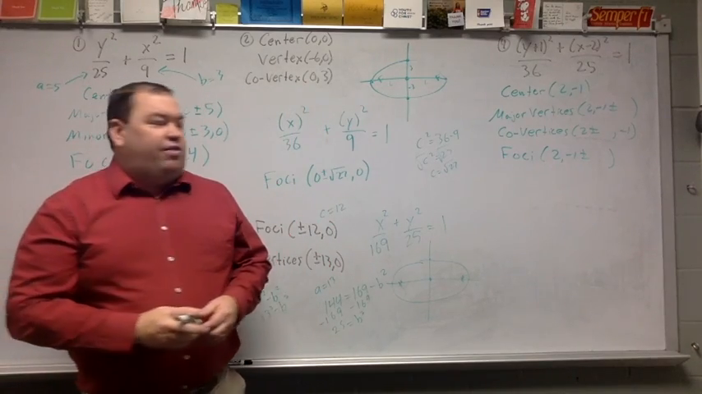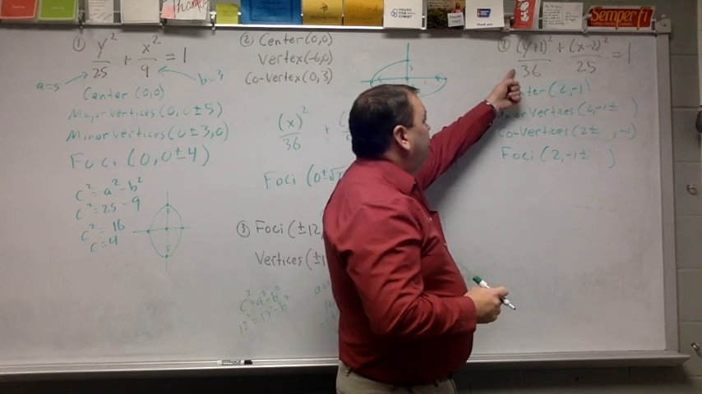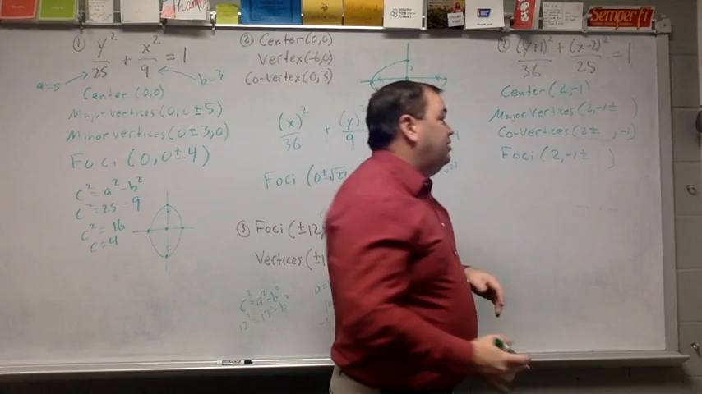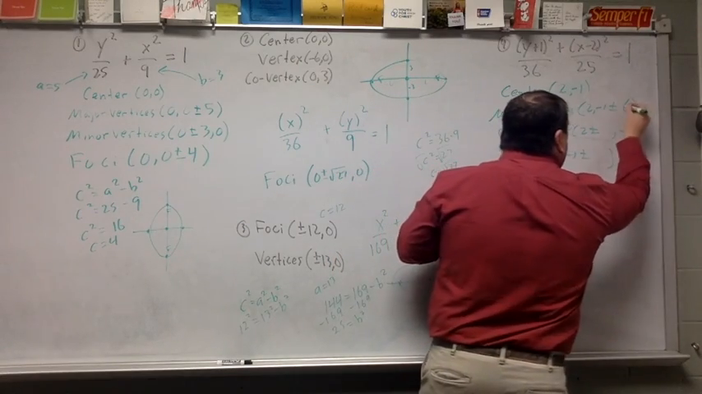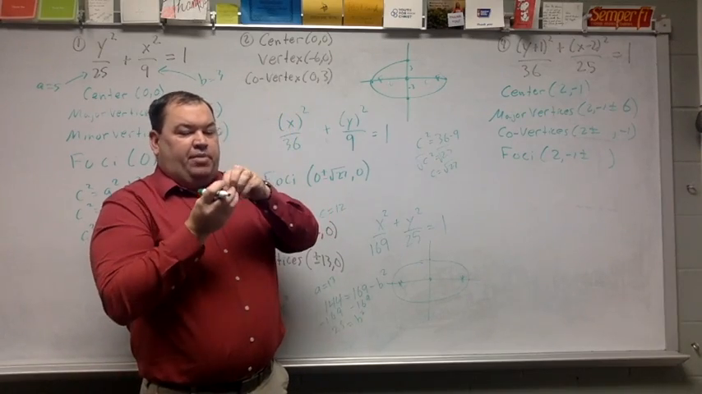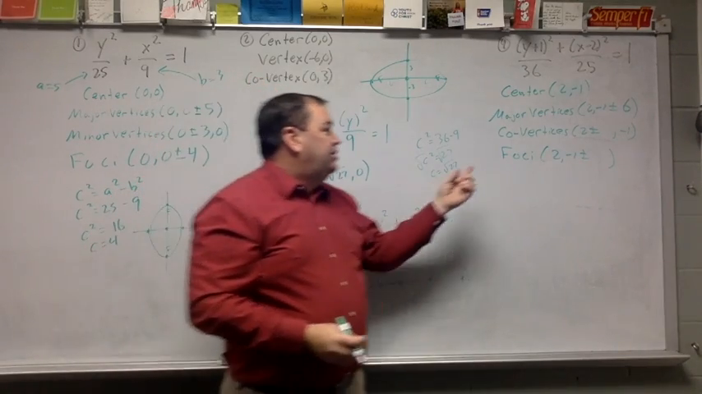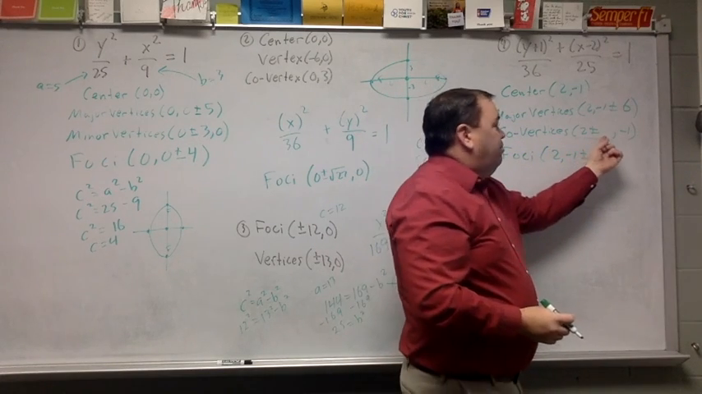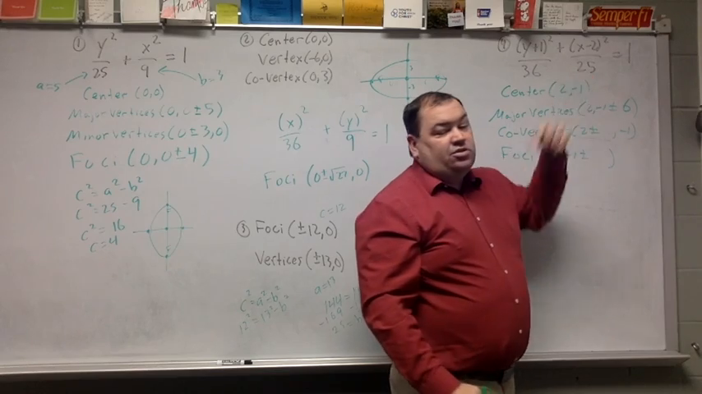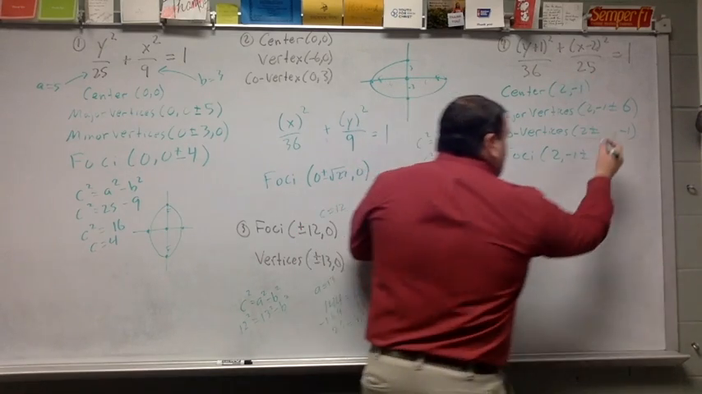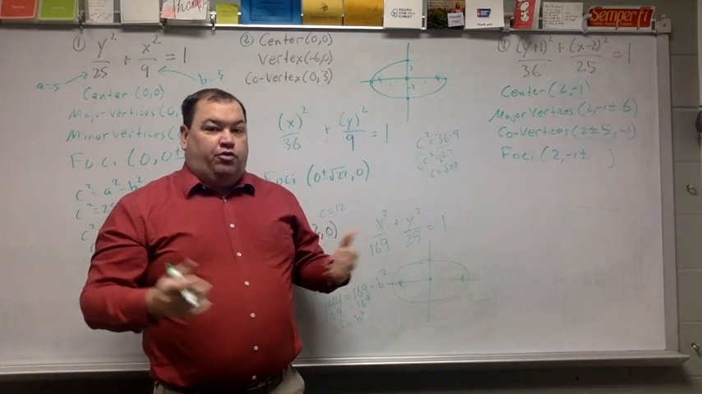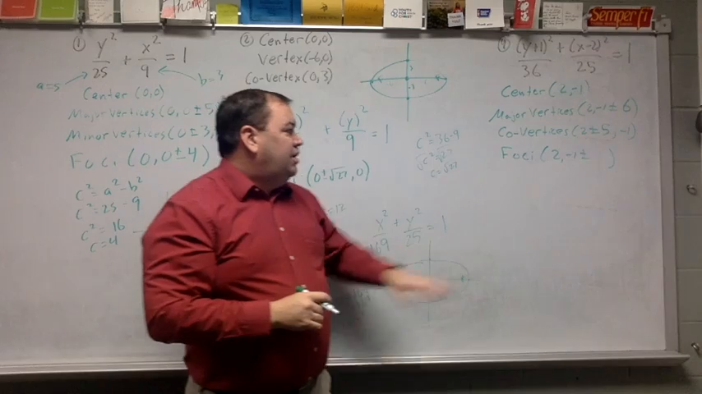So let's figure out what we have here. Y is running the show. Here's the biggest number. If I square root that, I get a 6. 6 is my a. It goes right in here. That's what's changing the y portion. From my center, I'm going up and down 6. My co-vertices, my minor axis, is built by this number. So if I take that and square root it, I get 5. I'm going to go left and right 5 to get my co-vertices, my minor vertices.